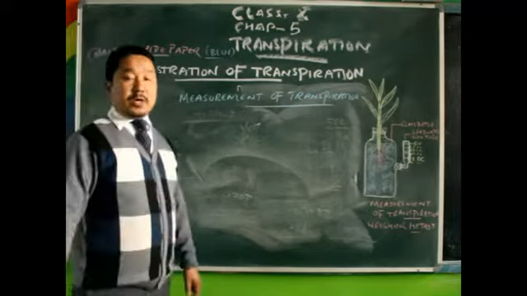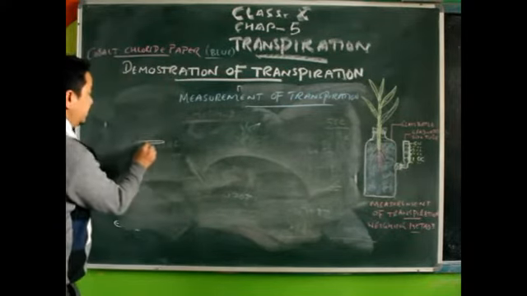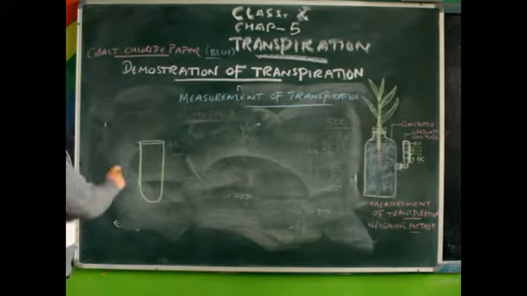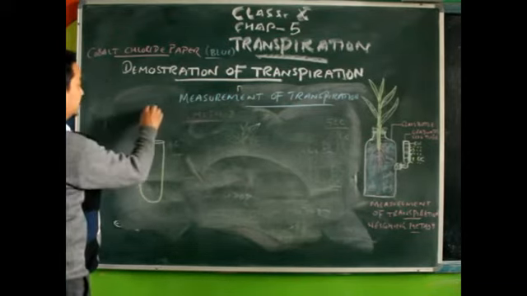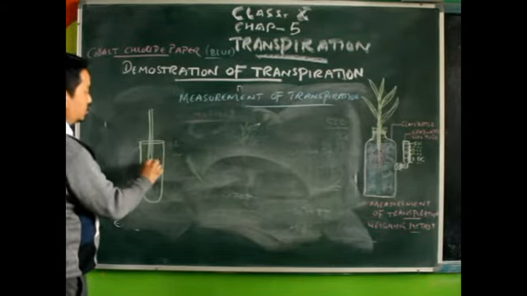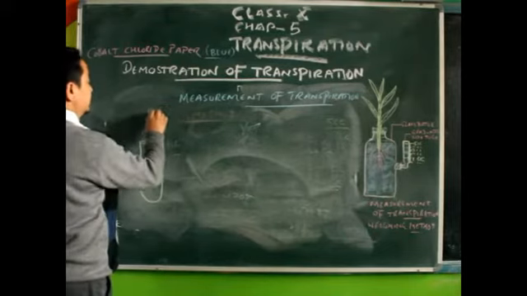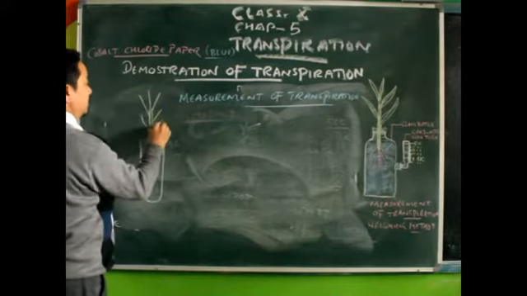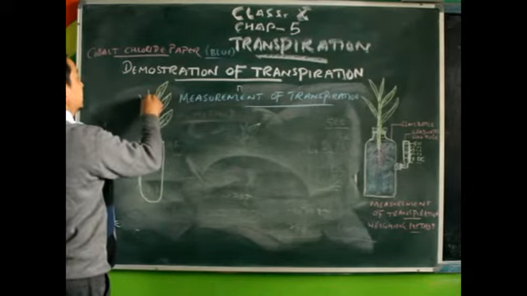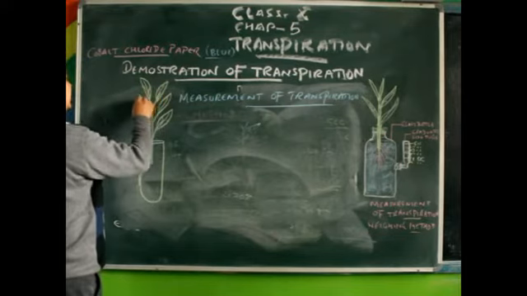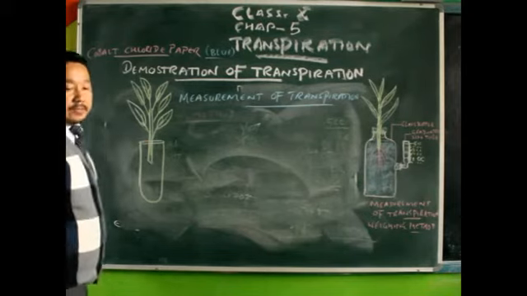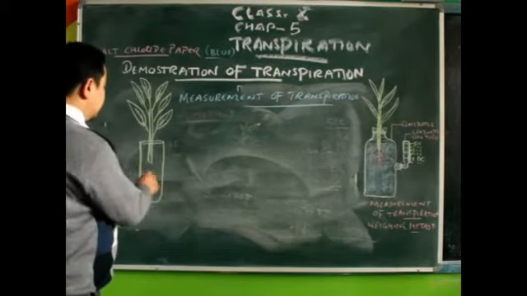So there, what you can do is take a test tube here. Then you fix a plant in it, but with no roots. See, the roots are not there. Simply the shoot region is there, only the shoot region, but no root.